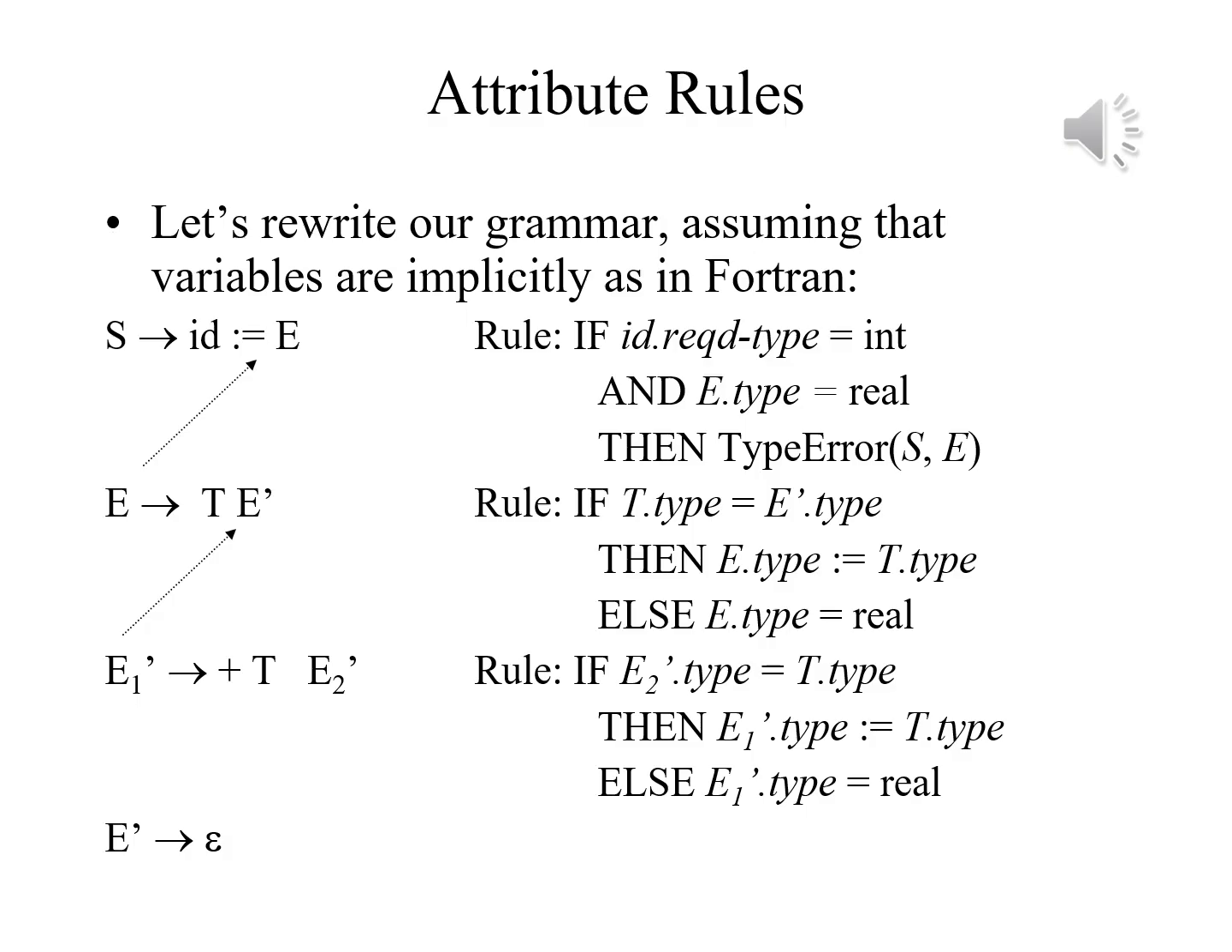E sub 1 prime derives plus T E sub 2 prime. In this case, if E sub 2 prime has the same type as T, then that type becomes a type for E1 prime. Otherwise, E1 prime will need to be real.